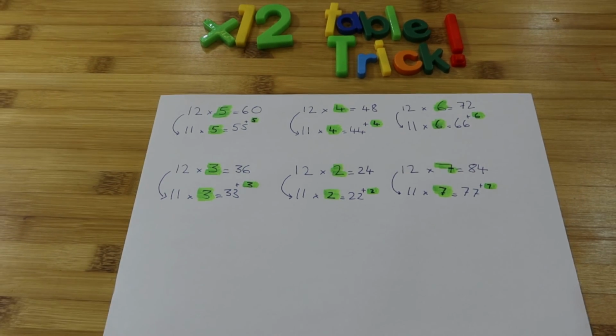If you get questions about divisions about 12, try and work them out. So that 12 times table trick: you multiply by 11 and then add the amount that you're multiplying by.